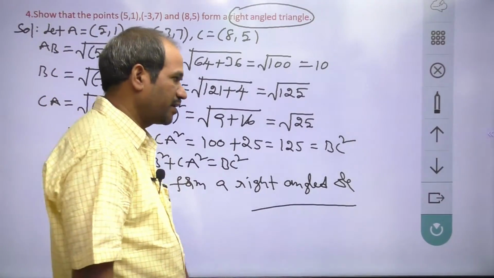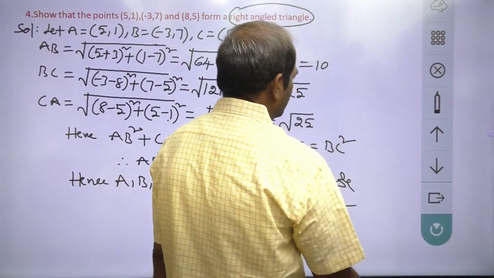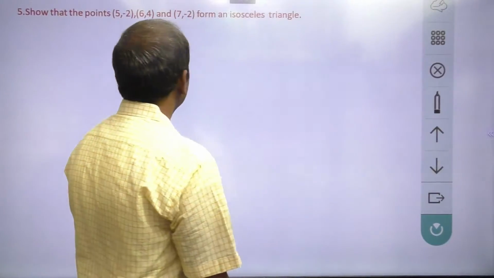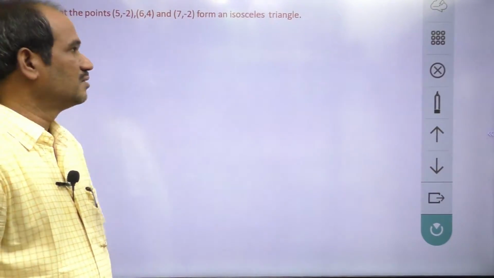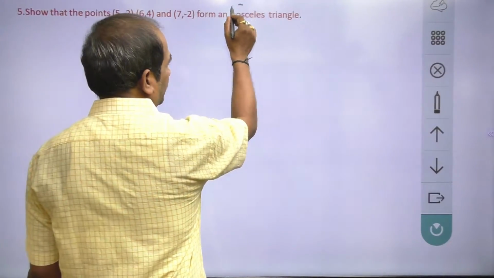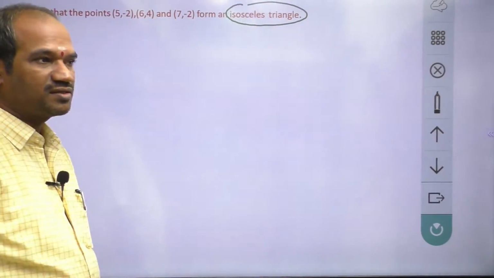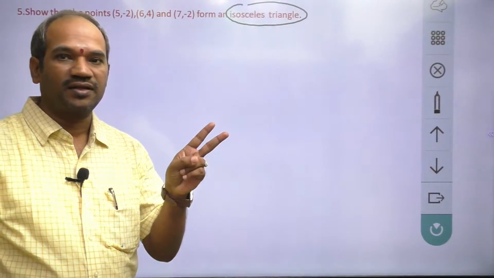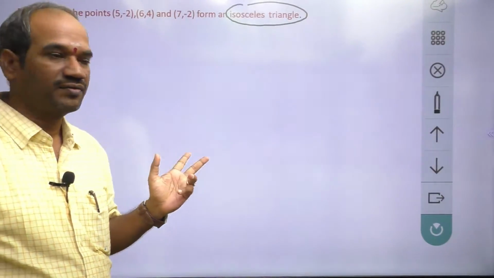See here, next problem: show that the points form an isosceles triangle. Isosceles triangle means the lengths of any two sides are equal.